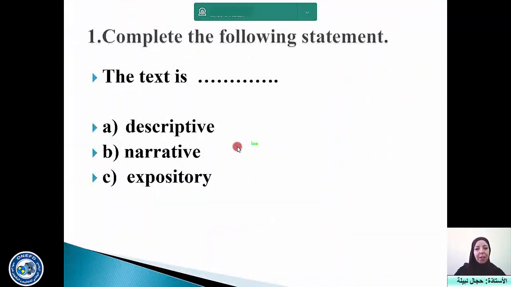Let's start with the first activity. Complete the following statements. The text is, of course, you can guess, this is about the type of discourse. So is the text a descriptive text? I mean, is it describing something or someone or a place or a situation? Is it a narrative text? Is it telling you a story, the story of someone or the story of a country or a civilization? Or is it an expository text? Is it explaining something that is real, a real fact? Or is it showing how things are working? Okay, so think of it.